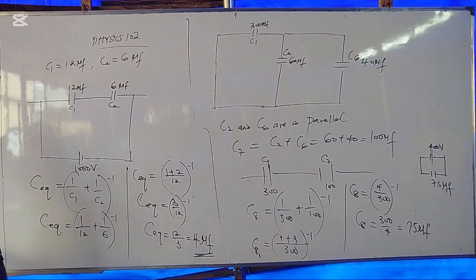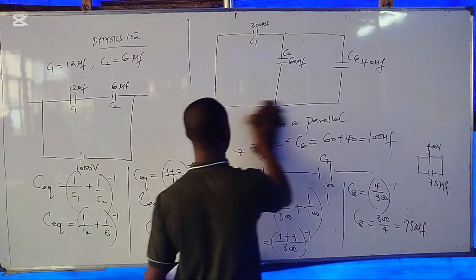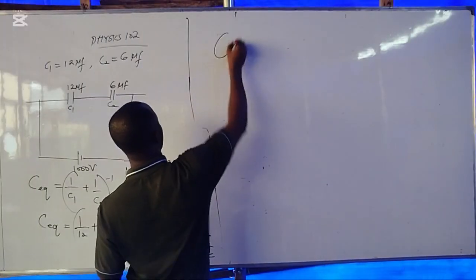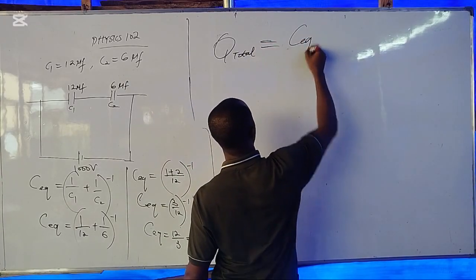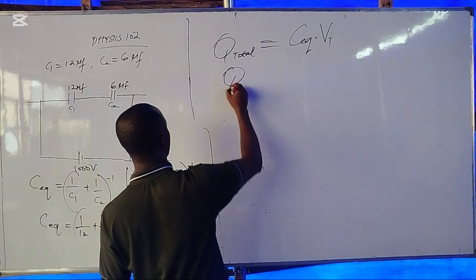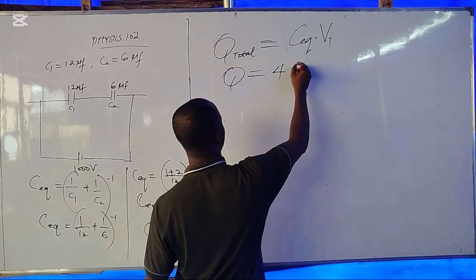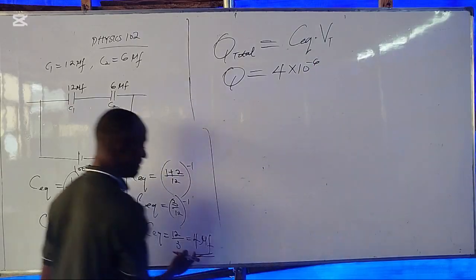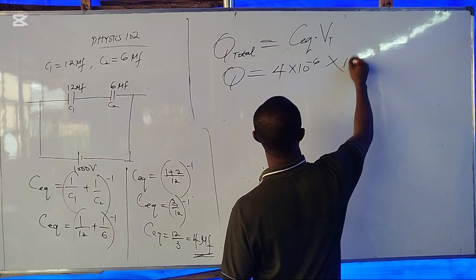Now the next is to find the total charge. Our charge total is equal to C equivalent times V total, is it not? So our Q becomes C equivalent, 4 times 10 raised to power minus 6, 4 microfarad, multiplied by V total, 1000.